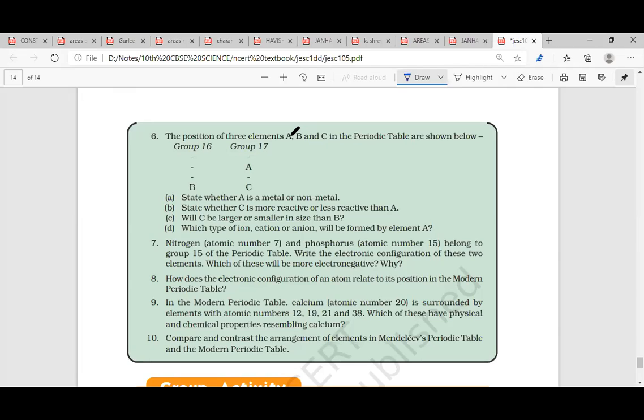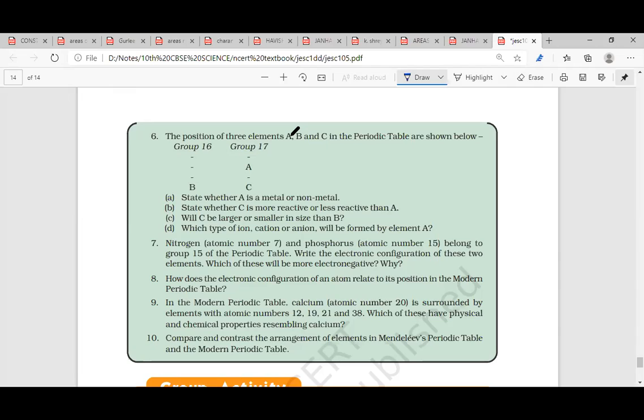Do all have valence electrons 12? Yes, the 12 only. And 38 as well. 38 is below 20. So therefore, calcium is similar to the elements with atomic number 12 and 38, strontium, which have similar physical and chemical properties.